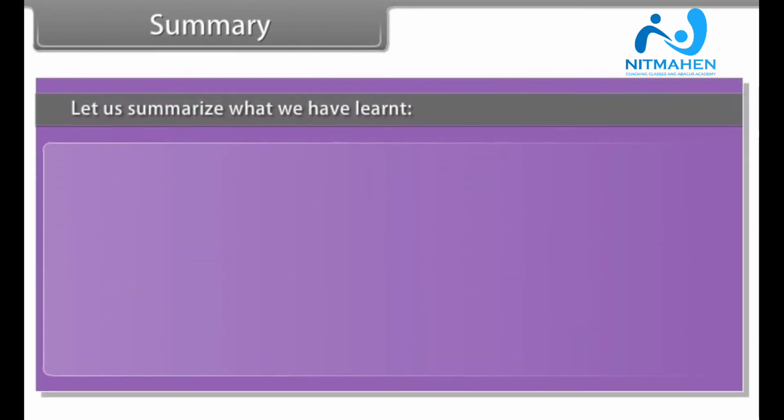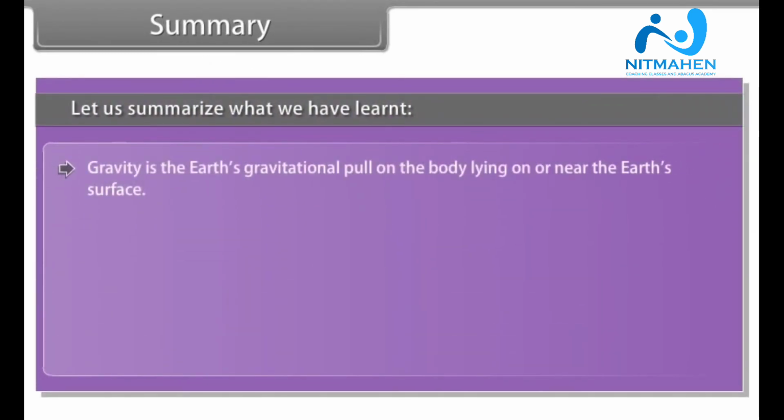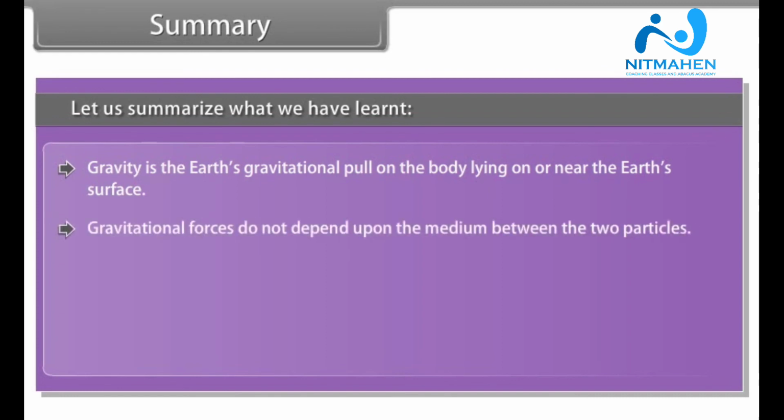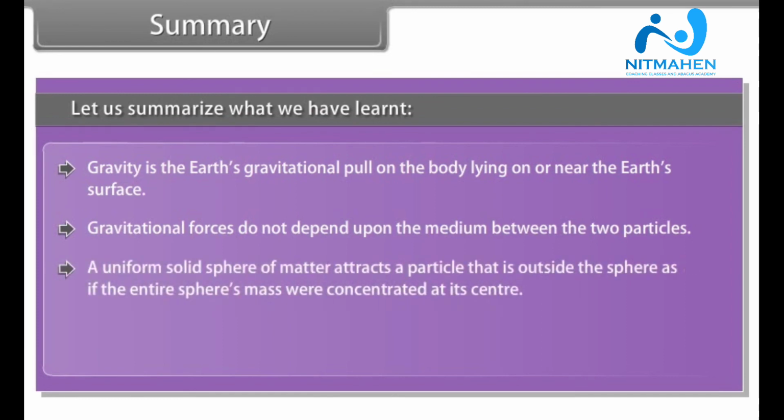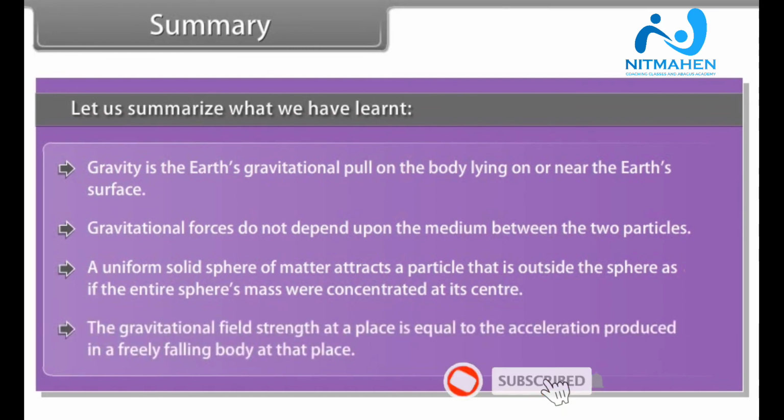Summary. Let us summarize what we have learned. Gravity is the Earth's gravitational pull on the body lying on or near the Earth's surface. Gravitational forces do not depend upon the medium between the two particles. A uniform solid sphere of matter attracts a particle that is outside the sphere, as if the entire sphere's mass were concentrated at its center. The gravitational field strength at a place is equal to the acceleration produced in a freely falling body at that place.